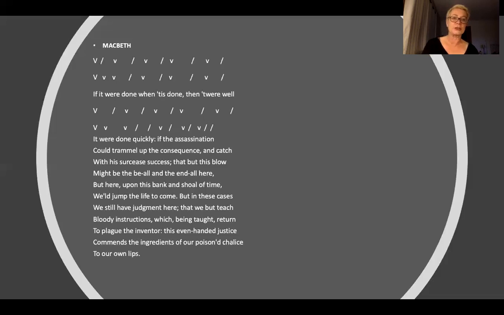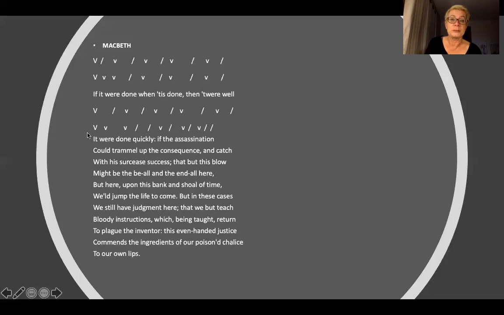But if you change the scansion like this, "If it were done when 'tis done, then 'twere well." So just changing, if you do the maths, it's the same number of counts, but instead of having a long, we've got two little shorts there. "If it were done." So "done" is in this scansion the most important thing. "It were done quickly," if the assassination. So here we have what we had in Titus Andronicus with Lucius. So you can do a regular scansion and you just sort of muddle through the last beat of "assassination."